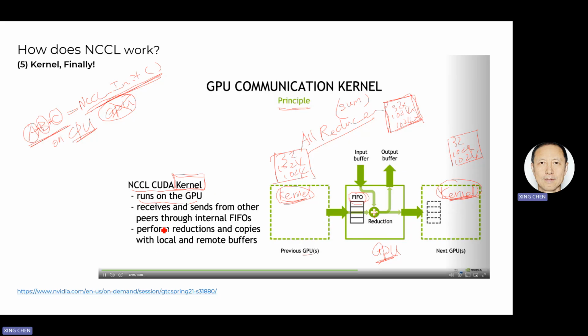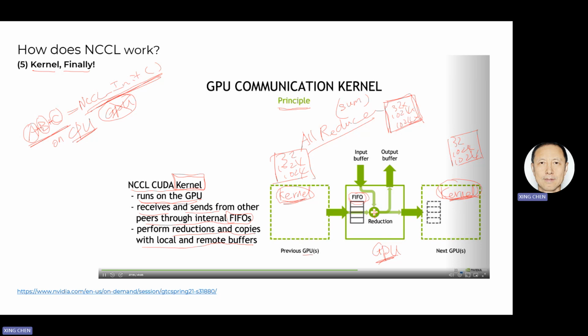So what the kernel does is that it runs on the GPU, receives and sends from other peers through internal FIFO buffers, and performs reductions and copies with local and remote buffers. Basically, finally, the kernel is doing the communication we want to have.